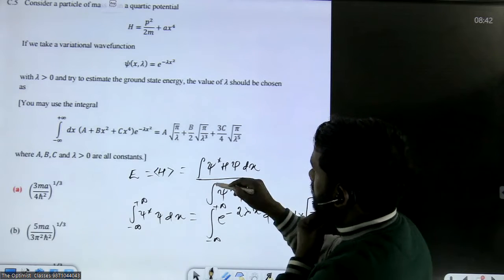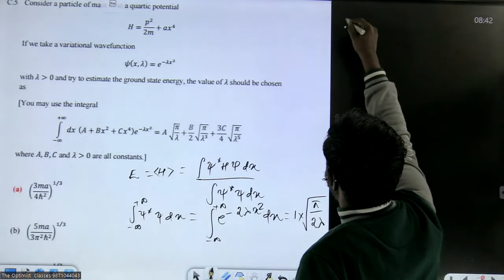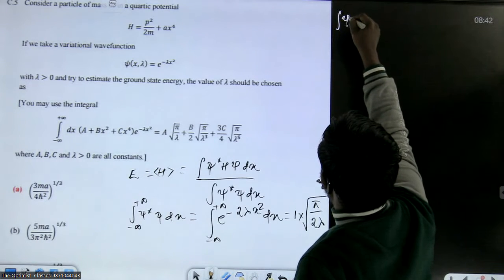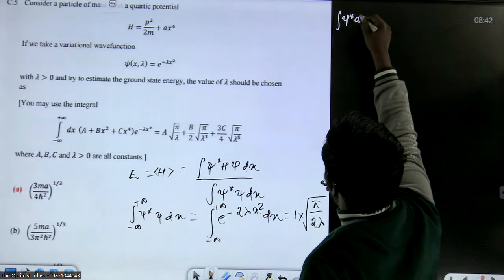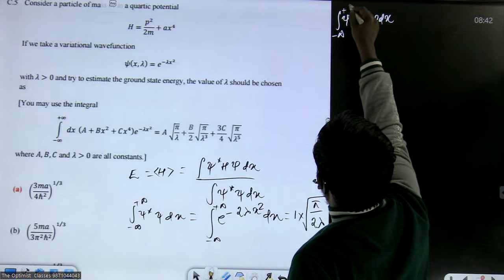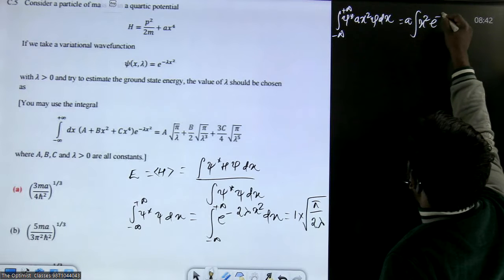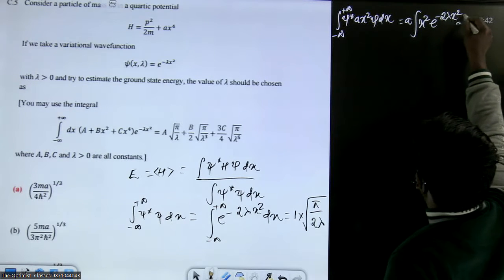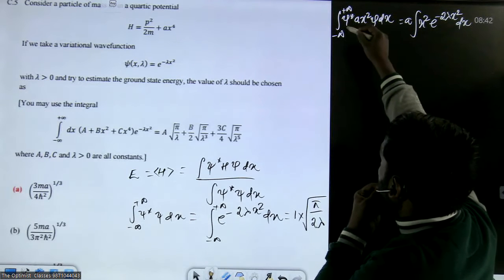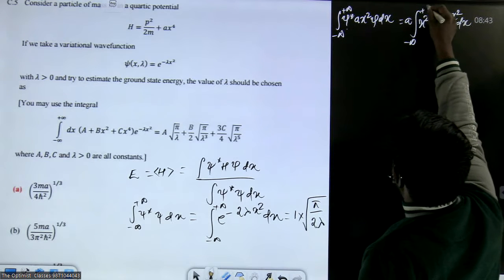Now let's calculate the expectation value of the Hamiltonian. So we are calculating this term, psi star, and here we have a x square and psi, dx, from minus infinity to plus infinity. So you have a, and then x square and e to power minus 2 lambda x square dx. Because psi is equal to e to power minus lambda x square, when you put it in two places, you get e to power minus 2 lambda x square. This limit is from minus infinity to plus infinity.